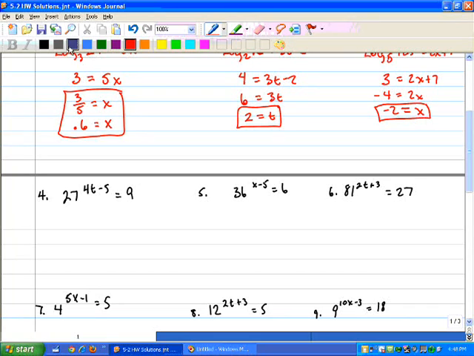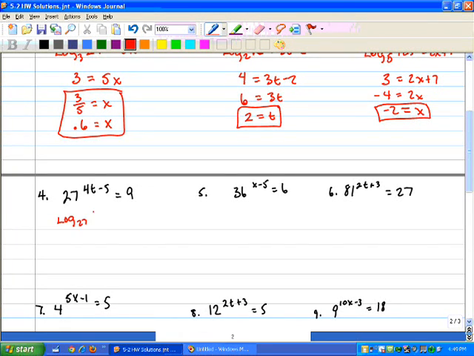Number 4, we write in logarithmic form log base 27 of 9 equals 4t minus 5. Now, to find the power of 27 that gives 9, that's a little more difficult. So we're going to leave it in exact form. We're going to solve for t by adding 5 to both sides. We get log base 27 of 9 plus 5 equals 4t. Divide both sides by 4. We get log base 27 of 9 plus 5, divided by 4, equals t.